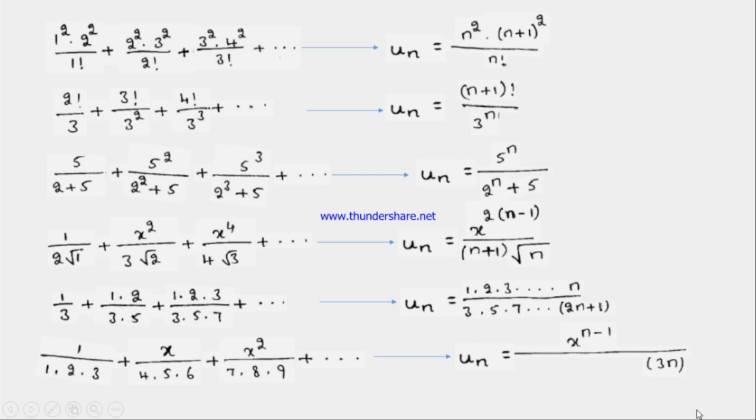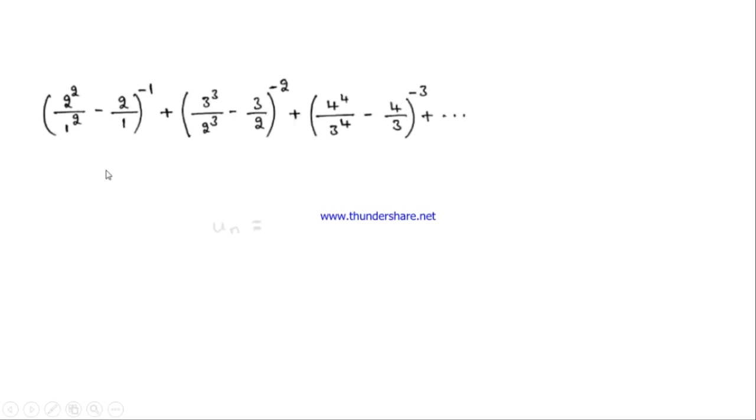Let me write it as 3n. And you can note this is 1 less than this, which means it should be 3n minus 1. And these numbers are 2 less than these numbers, which means it should be 3n minus 2. Let me consider one last example of this kind.